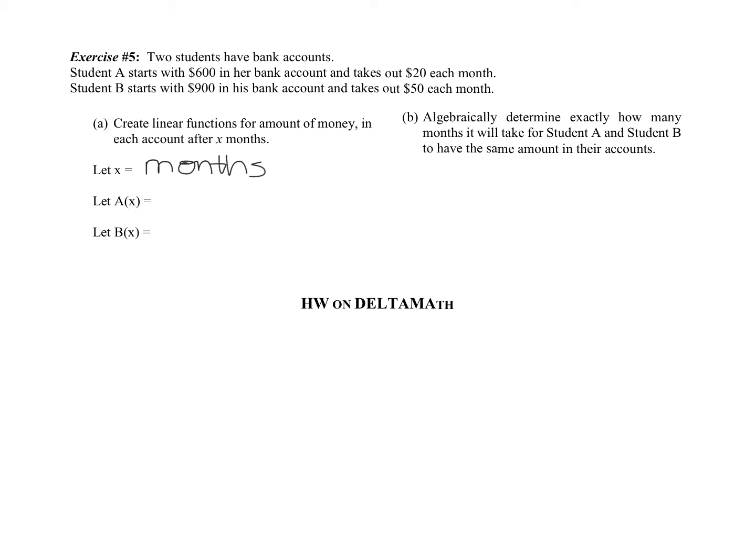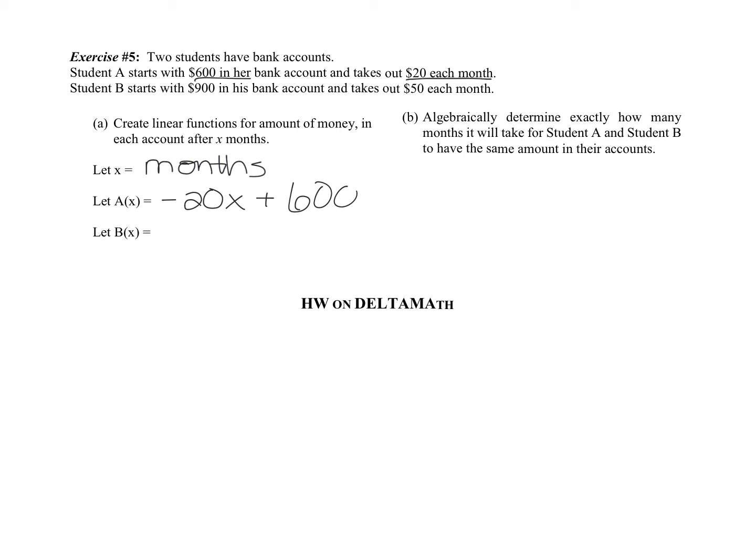And to be a little more descriptive, we could say months since the account started or something like that, but I'm just going to leave it as months. Next, we're going to see what the slope of each equation is. If we're taking out money, that means the amount in the account is decreasing. So here we have a slope of 20, or negative 20 in this case. So this is negative 20x. And then we're starting with 600. That's a positive 600, so that's plus 600.